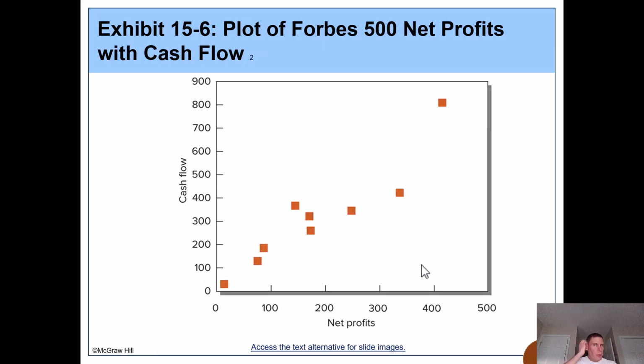So this is a plot of Forbes 500 net profits with cash flow. We would assume that greater cash flow would equal greater net profits, so we would expect there to be an upwards line. Again, we didn't do a line of best fit here, but if you looked at that, your brain would probably say, yeah, I can see a pattern here from bottom left to top right.